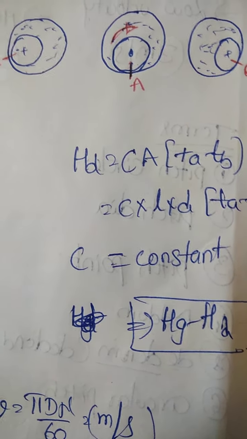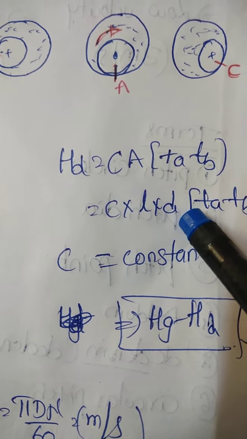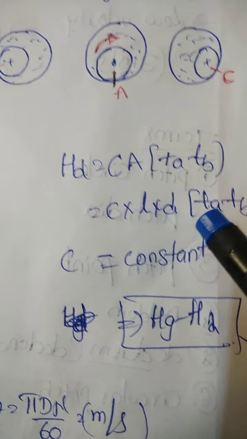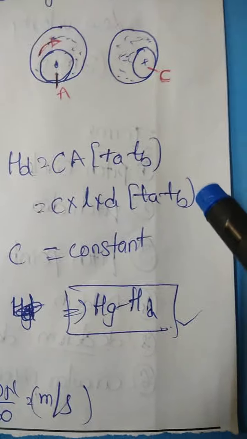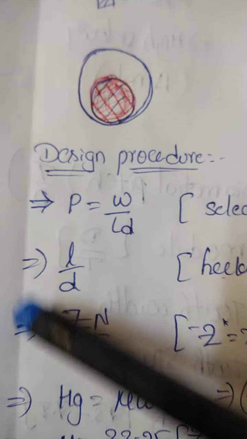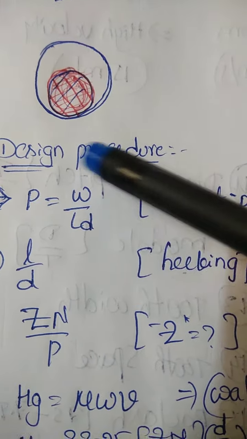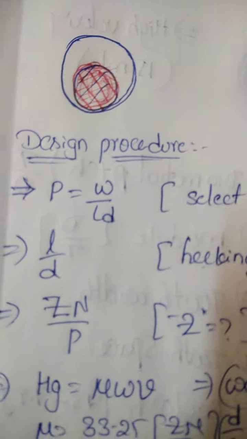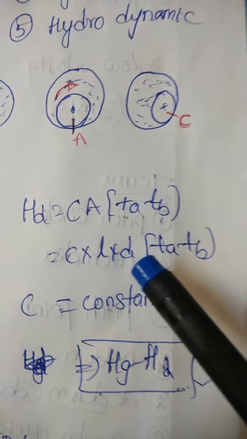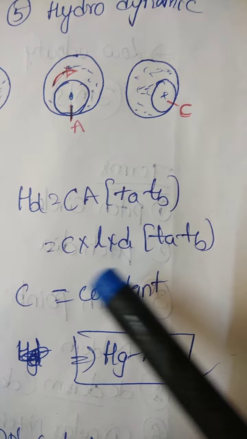But one small consideration you have to keep in mind: the L and D values must be in meters, then only you can get the HD value in watts. Here, the L and D values in millimeters, there is no problem elsewhere. But here the L and D values should be in meters, then only you can get the value of HD in watts.